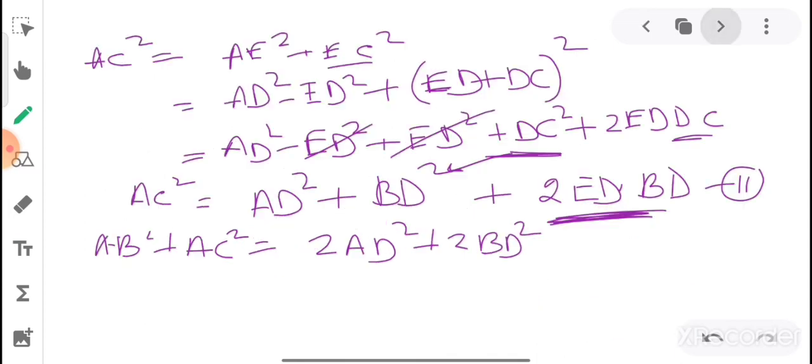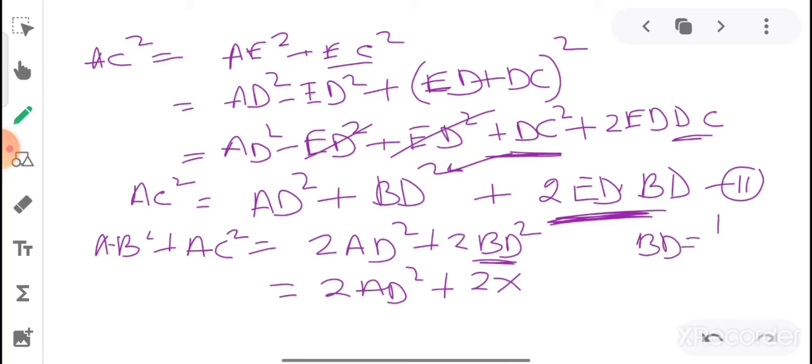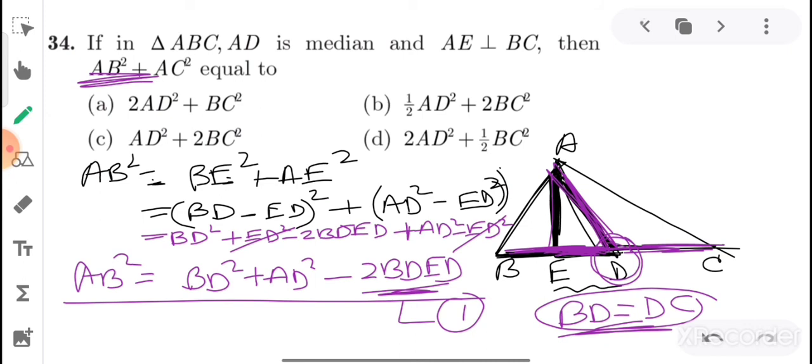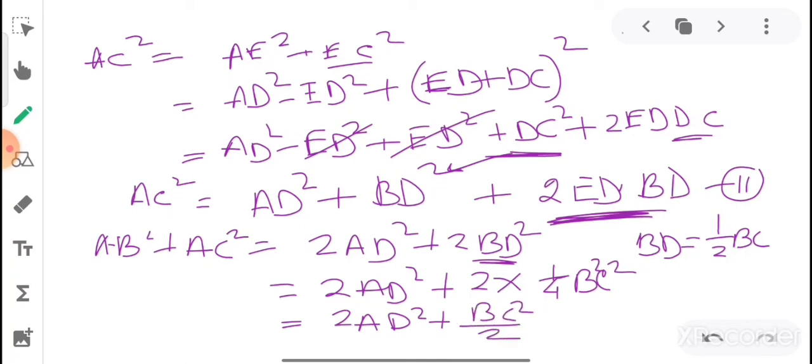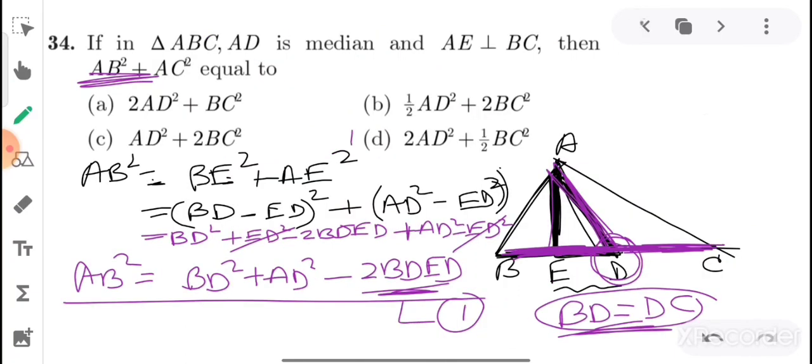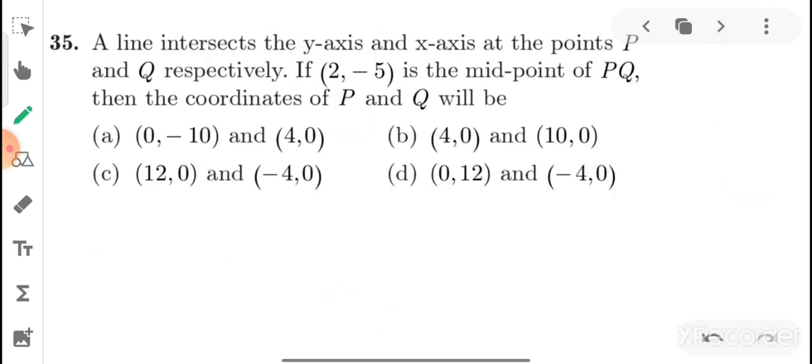2 AD square plus 2 BD square, and we can write BD equal to half BC, as D is the midpoint of BC, so it will be 1 by 4 BC square. The correct answer will be 2 AD square plus BC square by 2. So option D will be the correct option. Go to the next question.